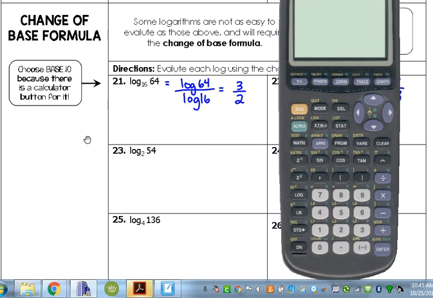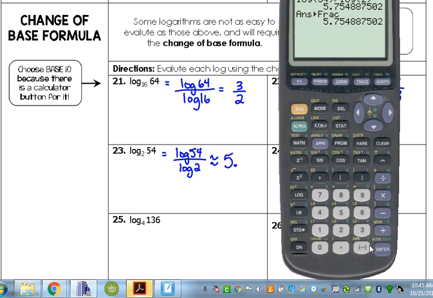Okay, so 23 would be the log of 54 divided by the log of 2, and you have to have both those logarithms. Okay, it will not work to just do log 54 divided by 2. You have to have the log of 54 divided by the log of 2. Probably not going to turn that one to a fraction. Nope. So this one we're just going to have to write approximately 5.755.